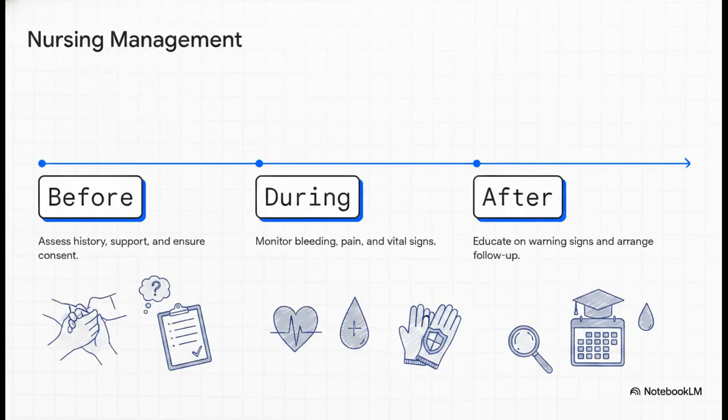Think of the care process as a strict timeline with rigid nursing management phases. Before any procedure, it's all about obtaining medical history, securing informed consent, and crucially, providing real emotional support. During care, the focus shifts heavily to physiological stability, so monitoring bleeding, managing pain, and strictly maintaining aseptic techniques so we prevent infection. Aftercare, that's all about education. It's making sure the patient knows the exact warning signs of infection, administering any follow-up medications, and arranging future checkups to ensure everything is healing properly.